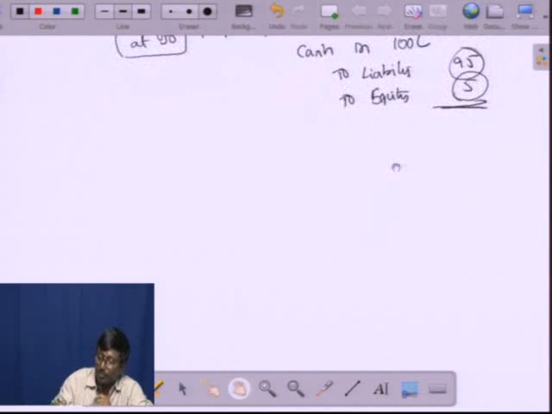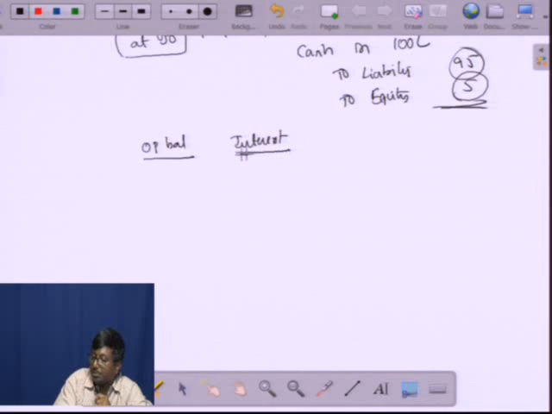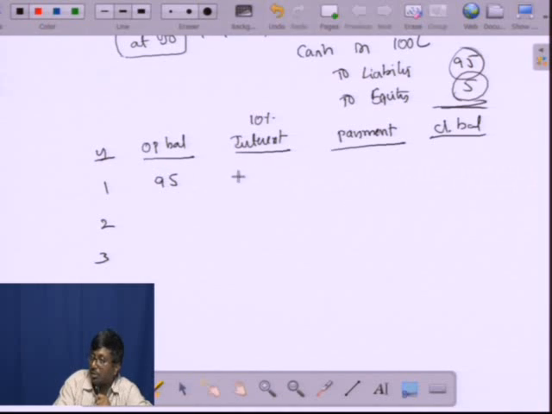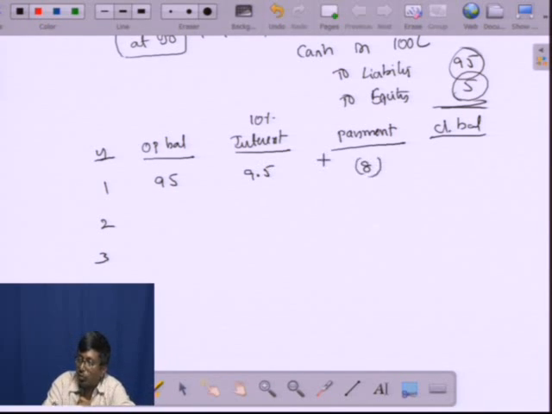I'll tell you. Listen, I will perform a simple calculation: opening balance, interest, payment, closing balance. Interest at what rate should you recognize? At 10%, the plain debenture rate. 95 is the plain value. Year 1, 2, 3. Opening balance is 95. At the rate of interest 10%, obviously 9.5. Total payment is 8, cash outflow. Tell me, closing balance would be how much?